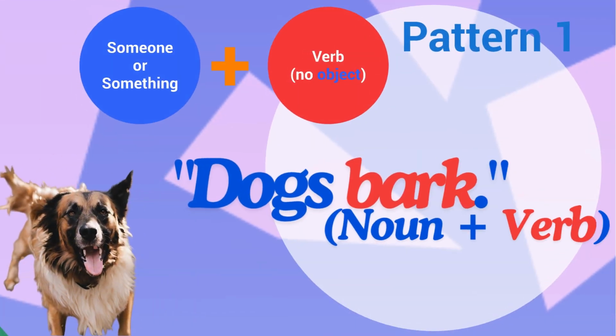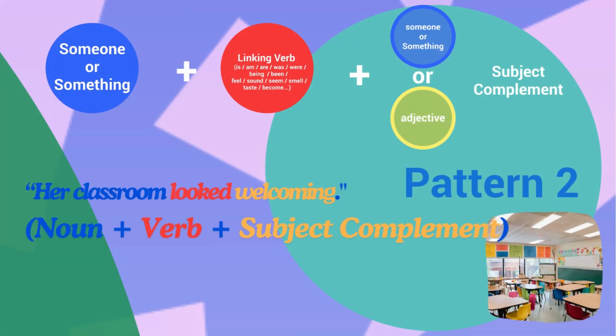Pattern number 1 consists of 1 blue and 1 red. For example, dogs bark. Noun plus verb. Pattern number 2 is blue, red, with a border blue or border yellow at the end. For example, her classroom looked so welcoming. Noun plus verb plus subject complement.